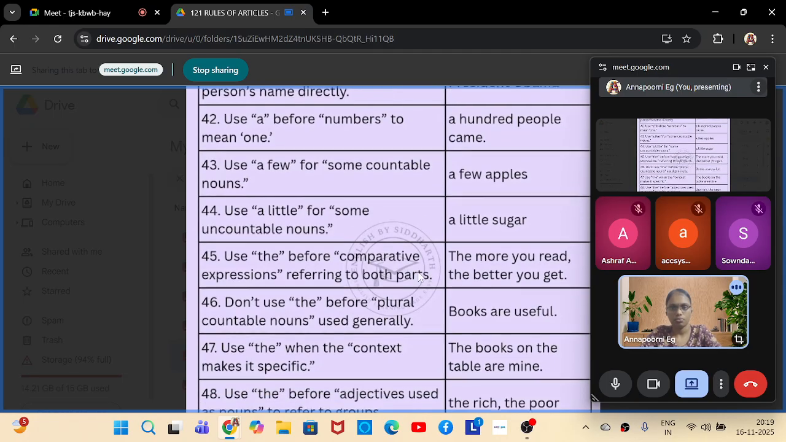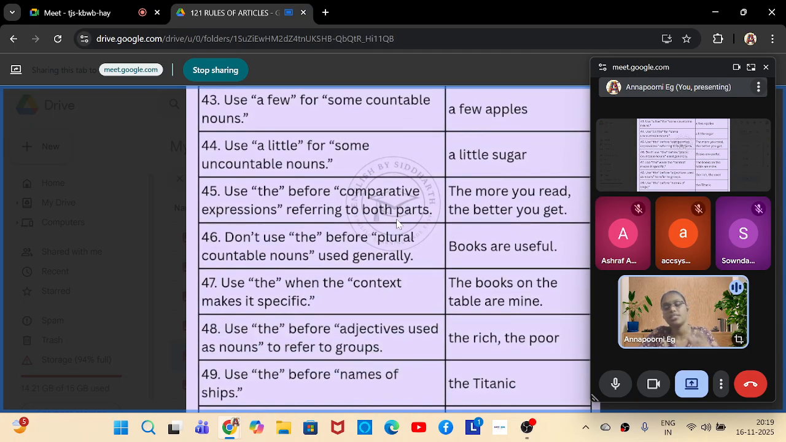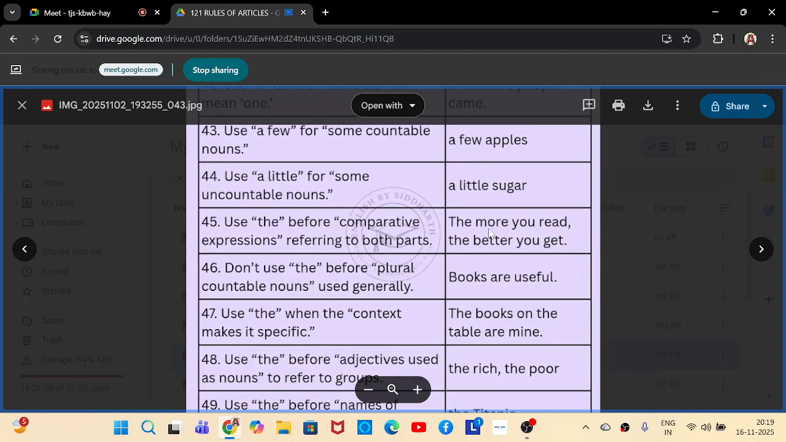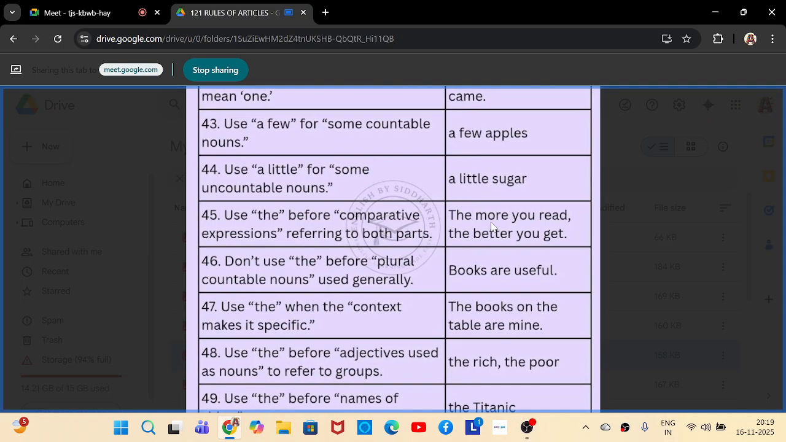So this is how the difference between countable nouns and uncountable nouns has to be studied. A few is always used with countable nouns. Little and a little are used with uncountable nouns. And we also know that few and a few are both fine, but few is negative, a few is positive. Similarly, little is negative, a little is positive. So a is a bit better.